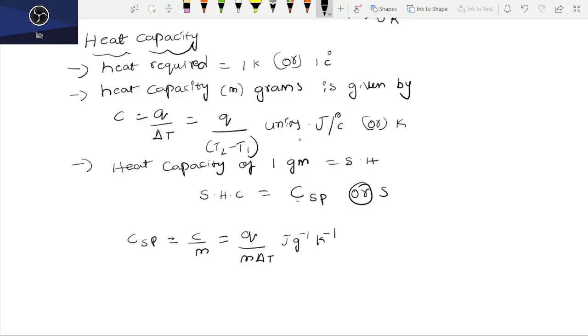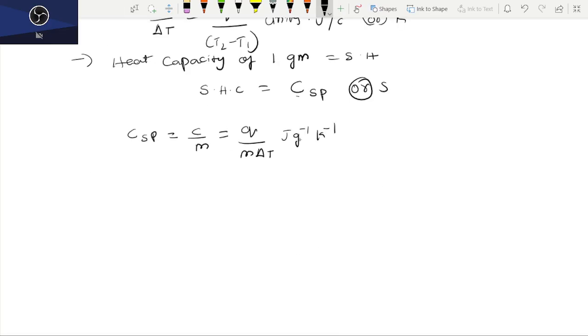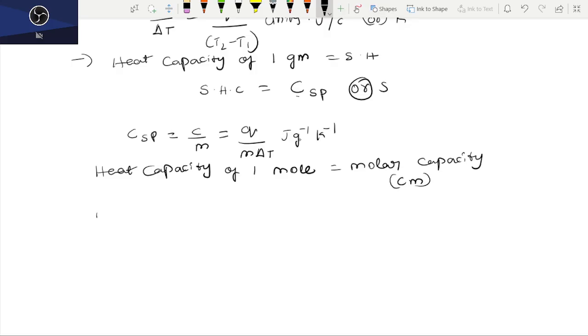Along with that, let us take heat capacity of 1 mole. Heat capacity of 1 mole of a substance is called molar heat capacity. These definitions are very important. The molar heat capacity is indicated by Cm, like Chief Minister.